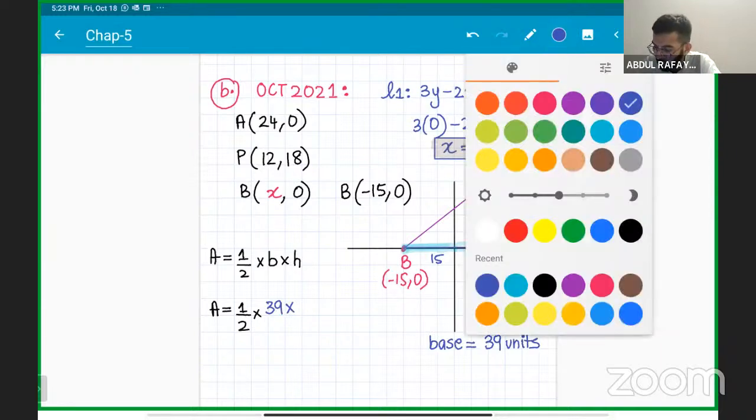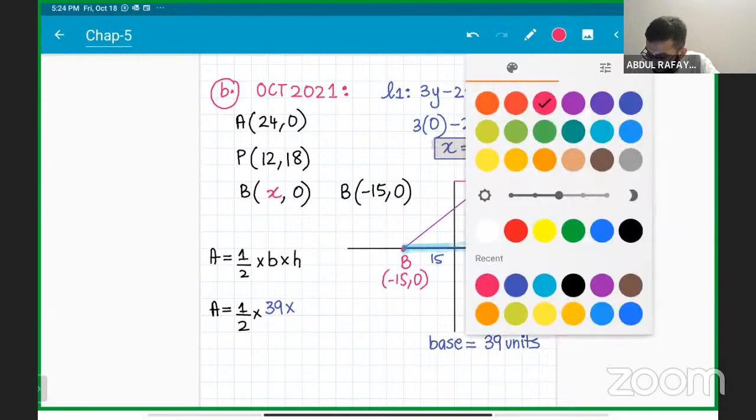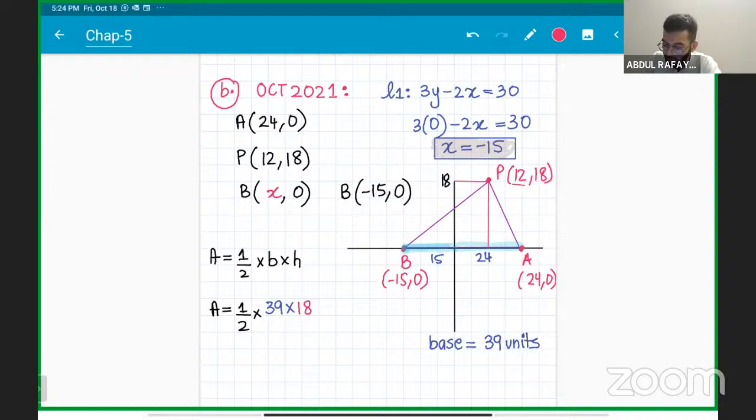And what is the height, students? Height is always, remember, the vertical part. So the x value is 12 and the y value is 18. So height is basically going to be directly 18. So half into 39 into 18, 2 nines are 18. So 39 times 9 will be my answer, which should be 351 units. It is absolutely the correct answer. Area of the triangle BPA will be 351 units square.